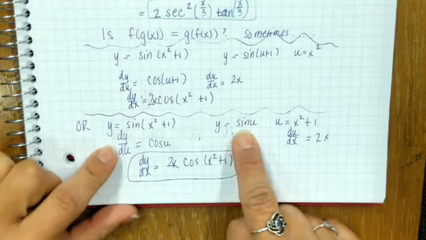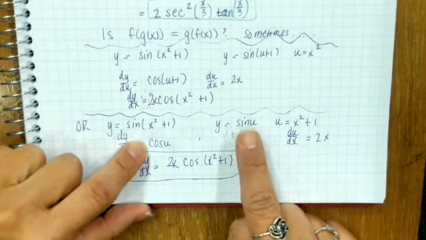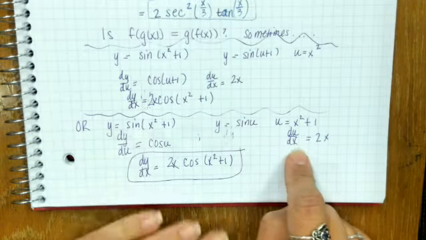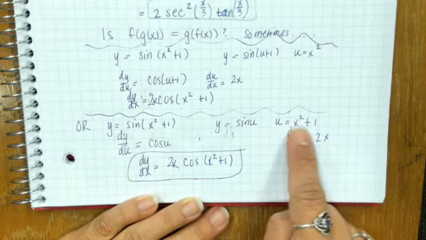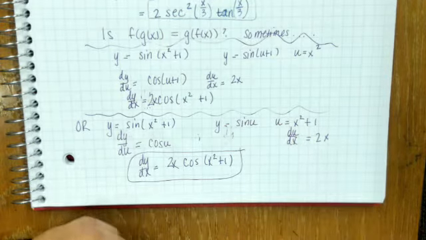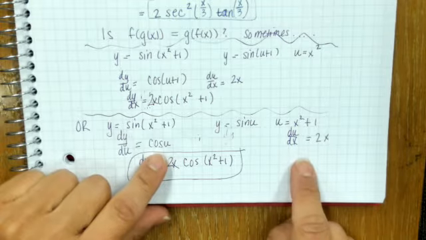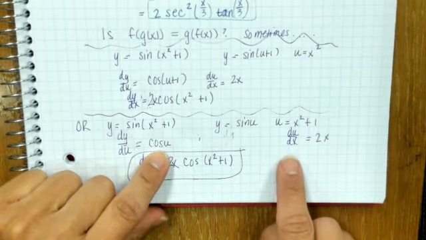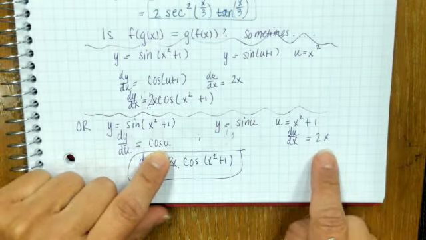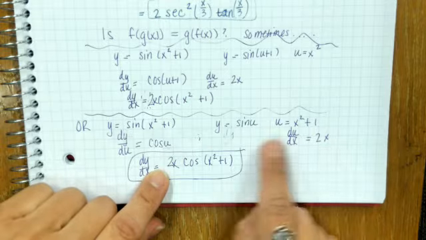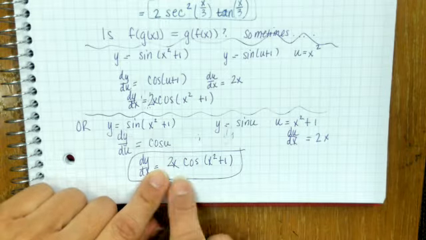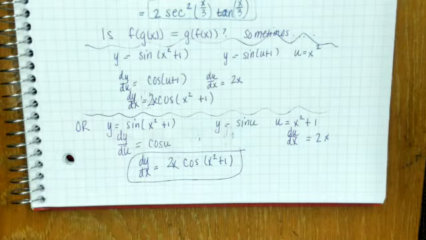So the derivative of y with respect to u is cosine, and the derivative of the function u with respect to x is 2x. Multiply them together, you get cosine u times 2x, and u is x squared plus 1. So I did a substitution.